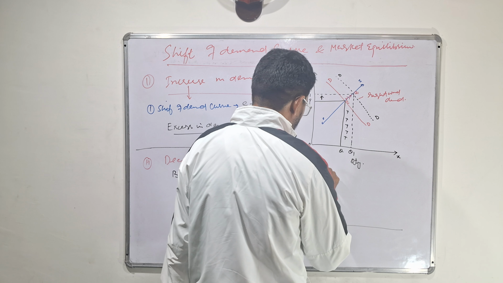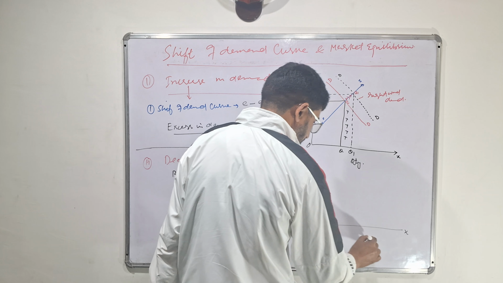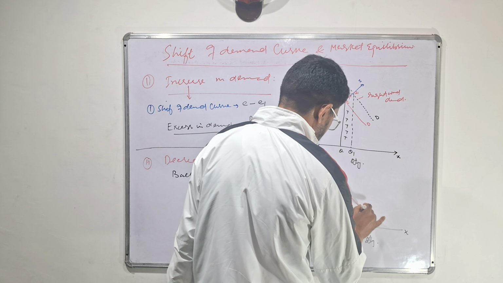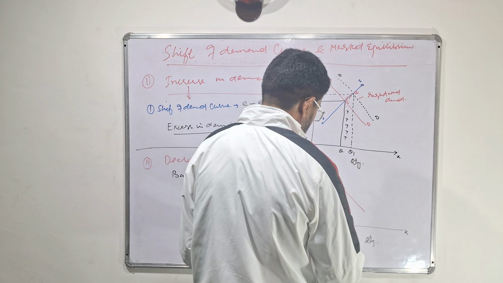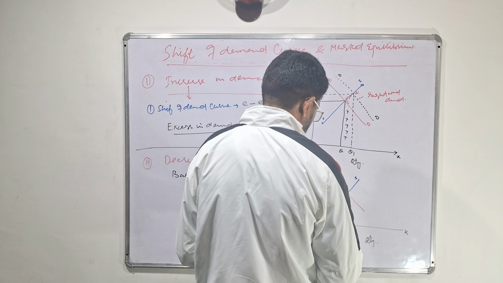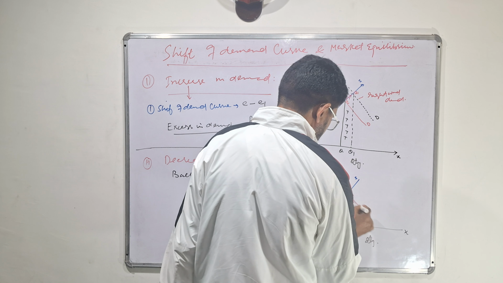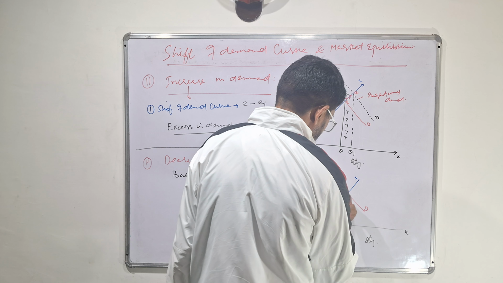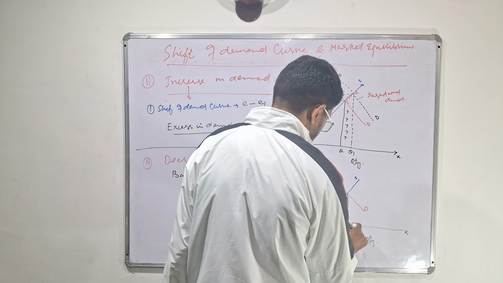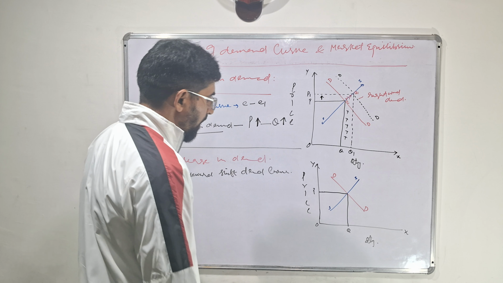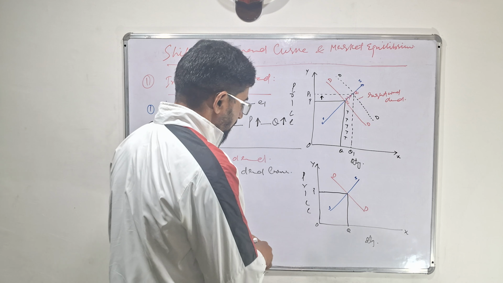Backward shift of demand. This is y, this is 0, this is x. This is price, this is quantity. As I showed, this is the demand curve and this is the supply curve. As the supply curve has a positive slope, the demand curve has a negative slope. This is the price determined by the demand and supply, P and Q. Now what will happen when the demand curve shifts backward like this?